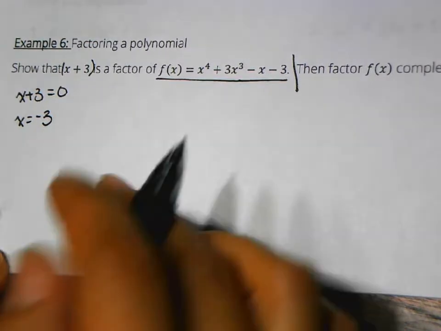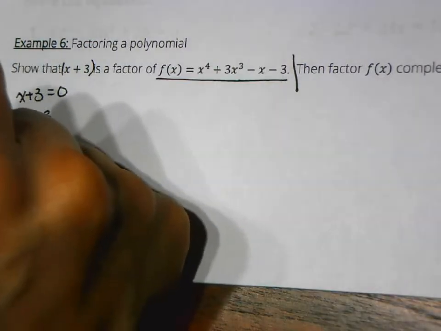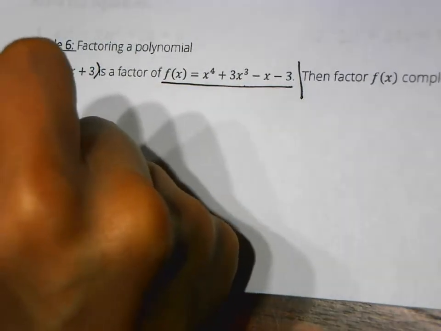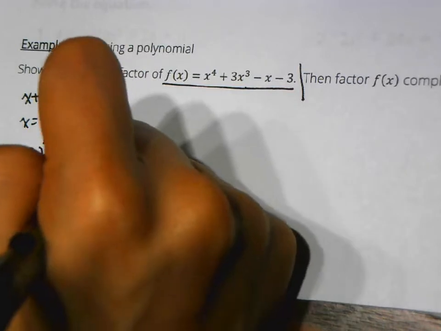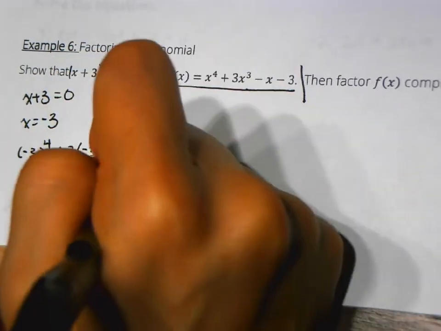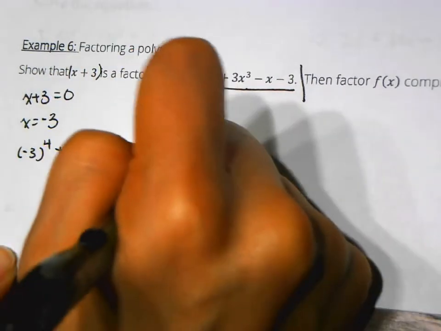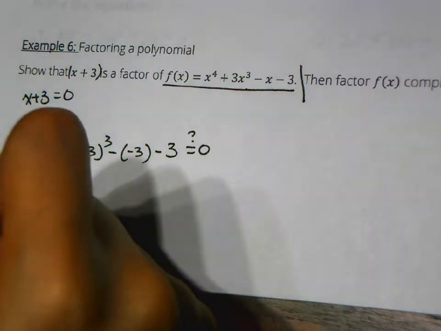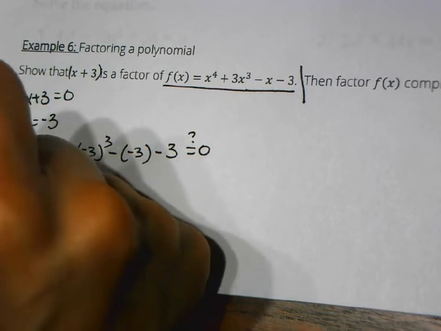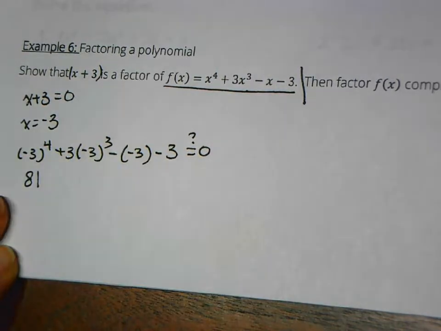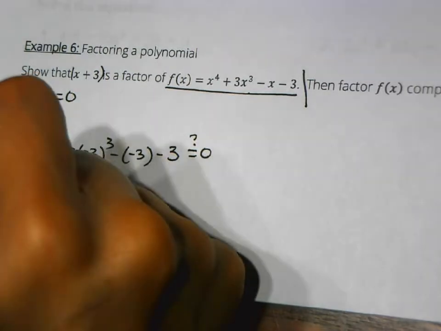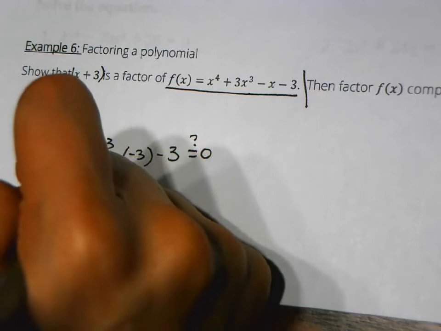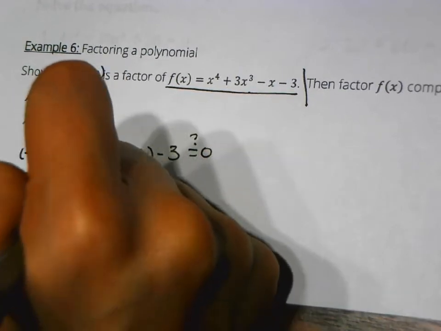Let's double check. X to the 4th power, so negative 3 to the 4th power, plus 3 times negative 3 to the 3rd power, minus negative 3 minus 3. I want to see if that is equal to 0. 3 times 3 is 9. 9 times 9 is 81. So negative 3 to the 4th power is 81. Plus 3 times negative 3 times negative 3 is 9. 9 times negative 3 is negative 27.